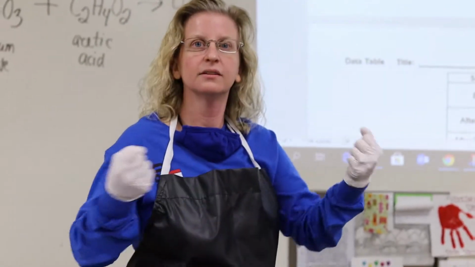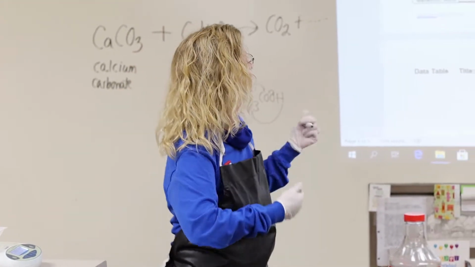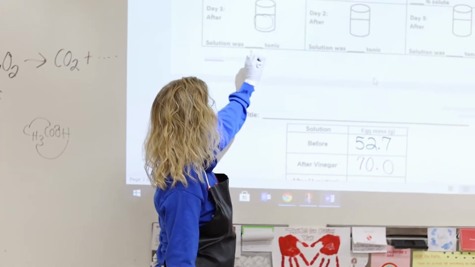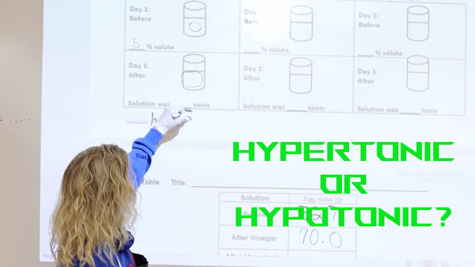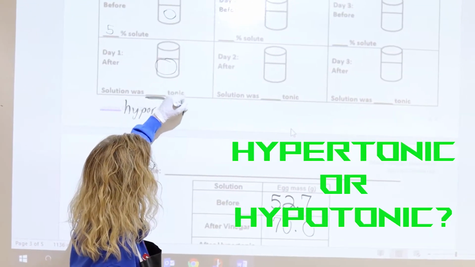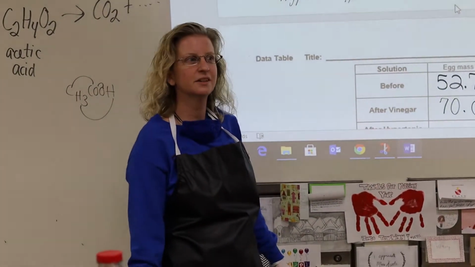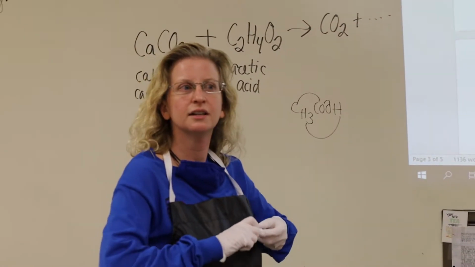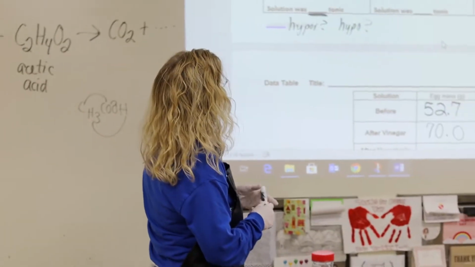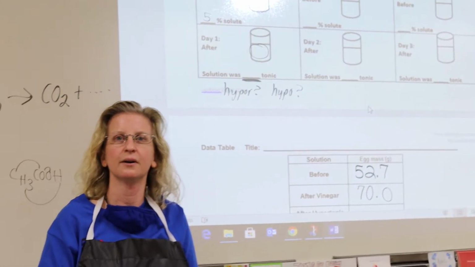Water moves in, cell gets bigger. And so if water is moving into the egg, is that a hypertonic solution or a hypotonic solution? I'll leave that up to you to figure out. Was that vinegar hypotonic or hypertonic to the egg? Egg got bigger, gained mass. Which kind of solution does that to a cell?